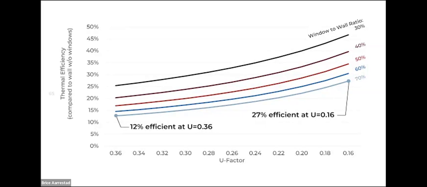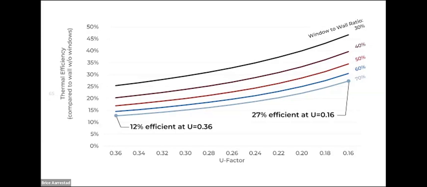If you improve the U factor from 0.36 to 0.26, that jumps to 27% efficient. So what is the difference between 0.36 and 0.16 when it comes to actually building a system? You're probably using a thermally broken curtain wall, and you're probably using a triple pane or high performance double pane system to get to that.